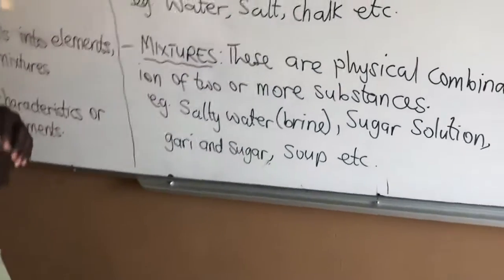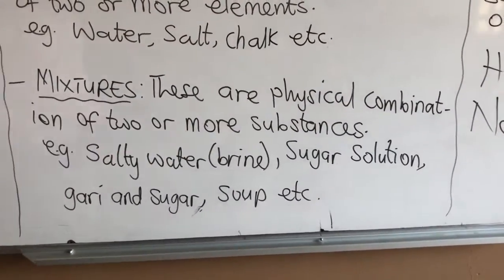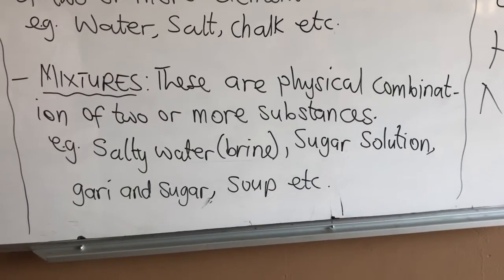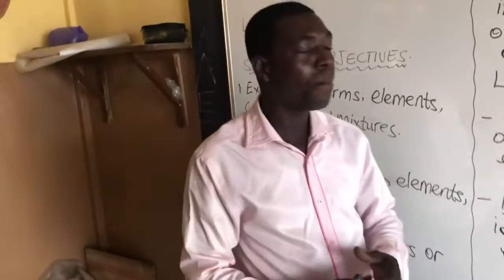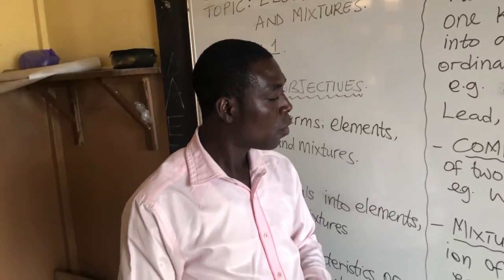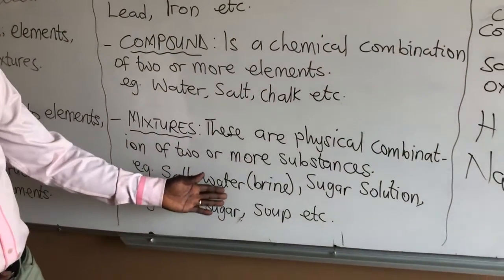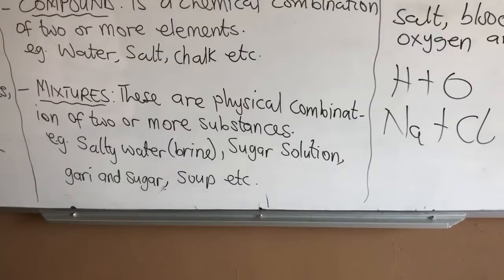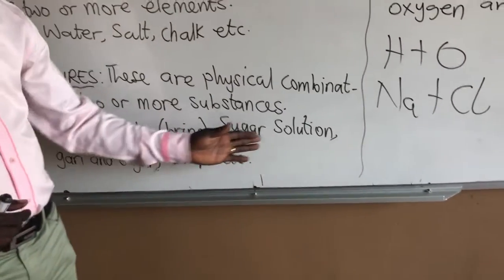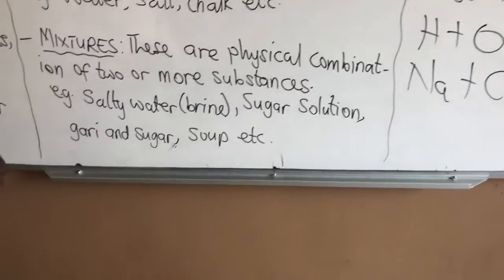Now let's talk about mixtures. Mixtures are a physical combination of two or more substances, which means that you can make a mixture on your own, which is simple, and therefore is what? Physical combination. So examples of mixtures, we have salty water, that is brine, or salt plus water forms a mixture, and that is brine or salt solution. You also have sugar solution, which is a physical combination of sugar and water, that is a mixture.